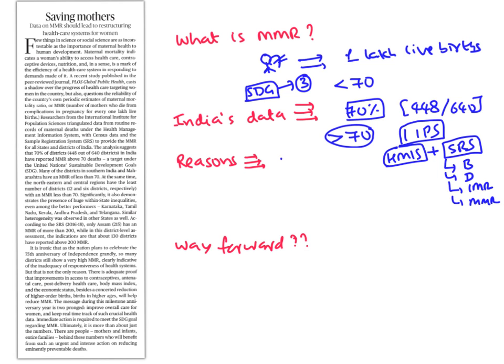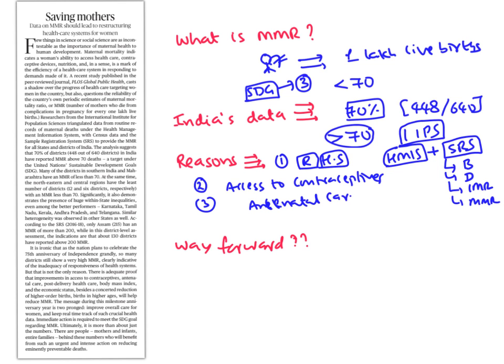Obviously, reason number 1 is your healthcare system. Responsiveness of health systems in India. Indian health systems are not responsive enough. That is obviously reason number 1. The article also says there are other reasons. What are the other reasons? Access to contraceptives should be improved. This is one reason. Another reason that it talks about is antenatal care. Antenatal care means care that you need to take before the delivery. So pre-delivery care, and it also talks about post-delivery care.